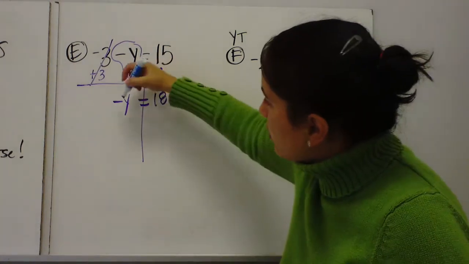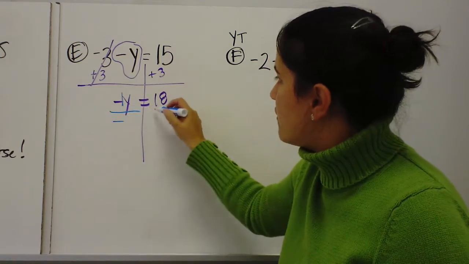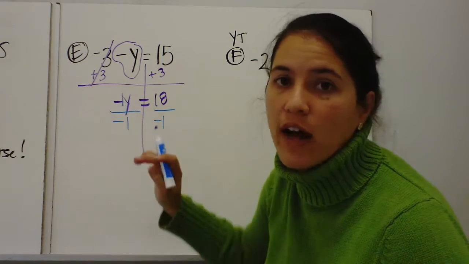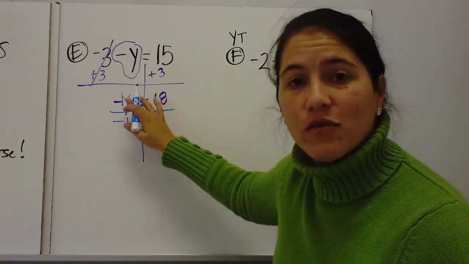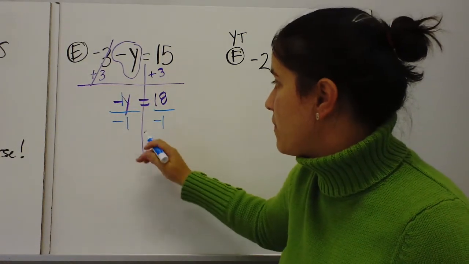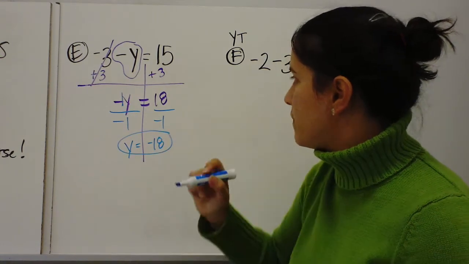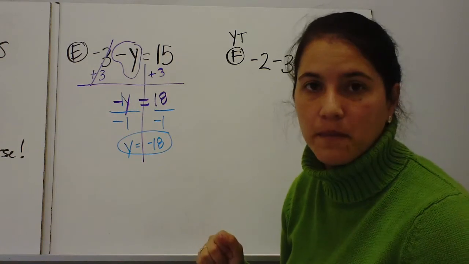We practice this too. Whenever you don't have a number, you're going to put an imaginary 1. So I need to divide both sides by negative 1, because this says negative 1 times y. You can't have a negative variable as your answer. So you insert a negative 1 because it's negative 1 times y, then divide by negative 1, and y equals negative 18. Because 18 divided by negative 1 is negative 18.